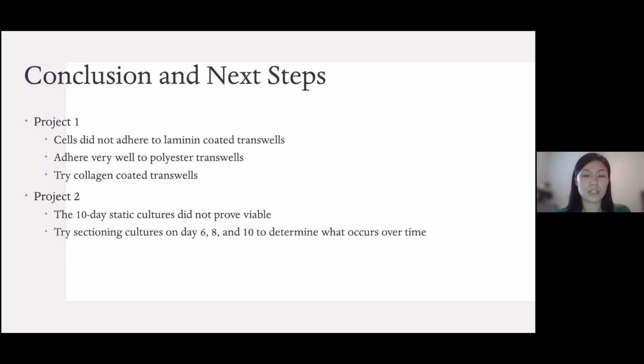As a conclusion, here are the steps we want to take next. For project one, we saw that the cells did not adhere well at all to laminin, and they did adhere very well to polyester, so further experimenting will be done with that in the lab. And then new transwells that are coated with collagen will also be tested to see how well cells will grow on that. And for project two, the 10-day static cultures proved that most of the time they were not viable for further experimenting. So we will section the cultures at day 6, day 8, and day 10 now to see what occurred during those 10 days.